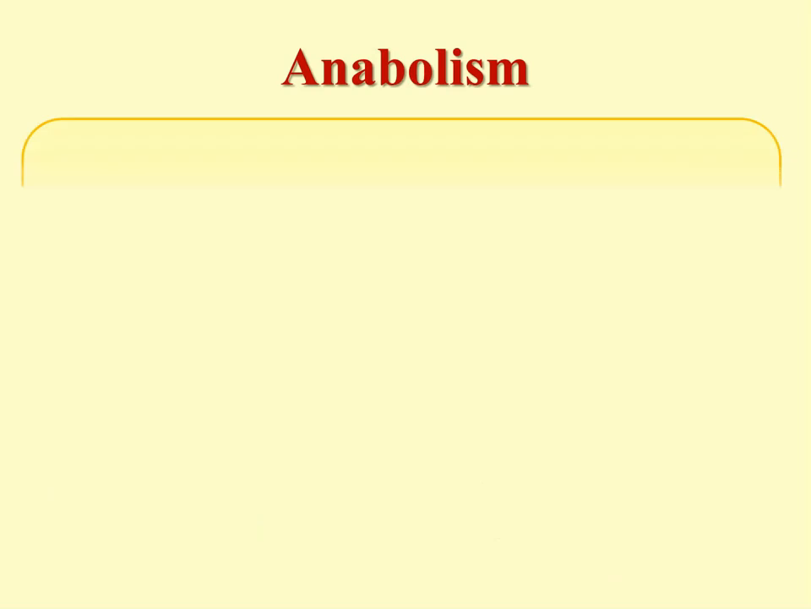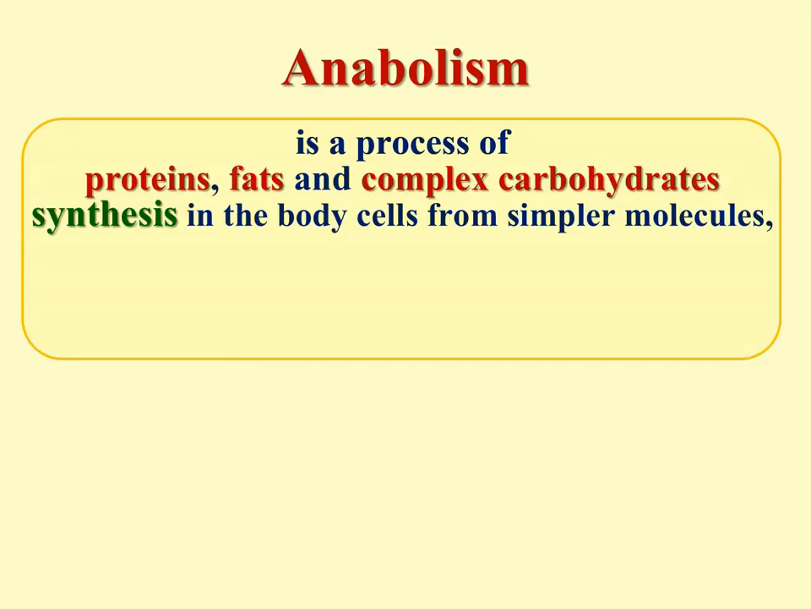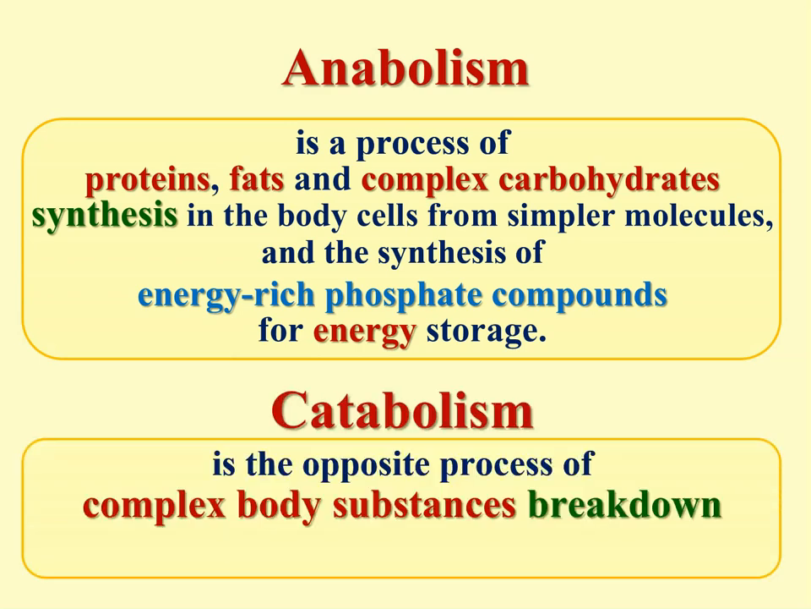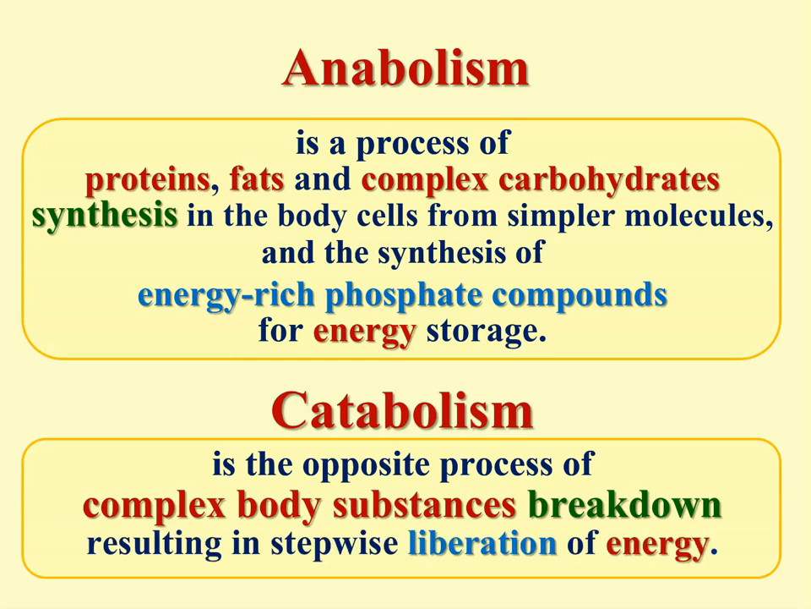Let's see again what is anabolism. This is the process of the complex substances formation, such as proteins, fats, and complex carbohydrates, from simpler molecules. And also it includes the synthesis of energy-rich phosphate compounds, which can store energy. As for catabolism, it's the opposite process of the breakdown of complex body substances into simple ones, and it results in stepwise liberation of energy.